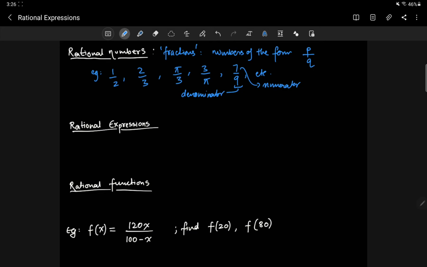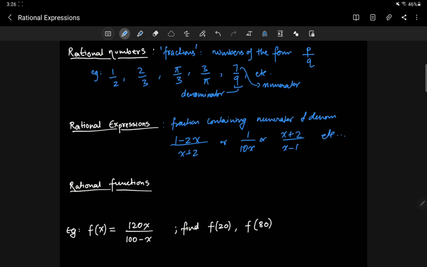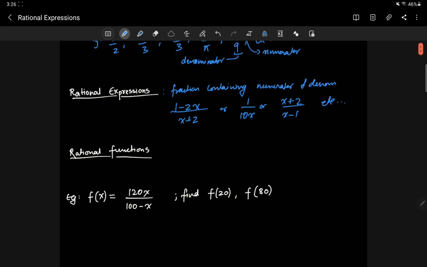Taking that as the starting point, a rational expression is basically a fraction containing a numerator and a denominator. For example, you may have 1 minus 2x over x plus 2, or even 1 over 10x, or x plus 2 over x minus 1, etc. So that would be a rational expression.